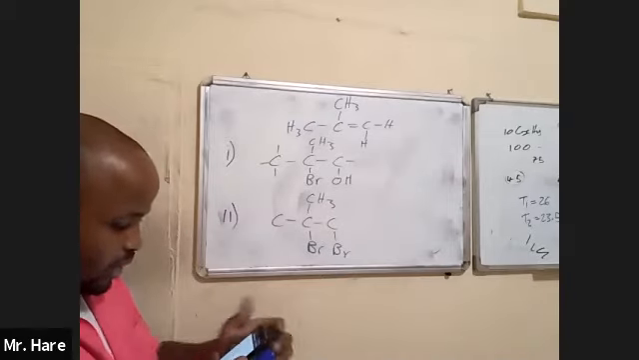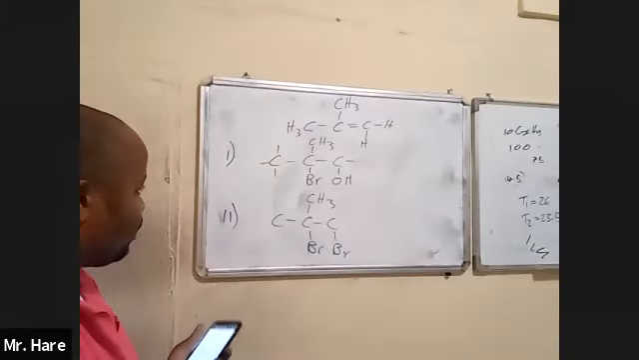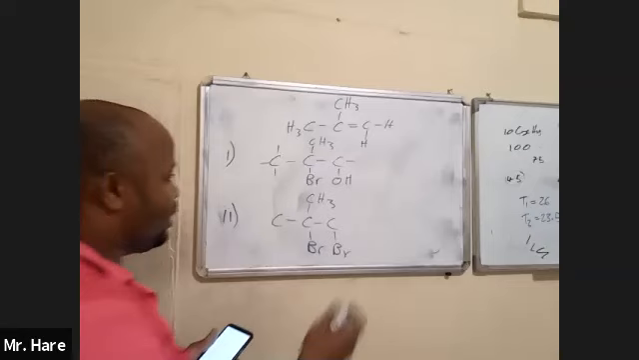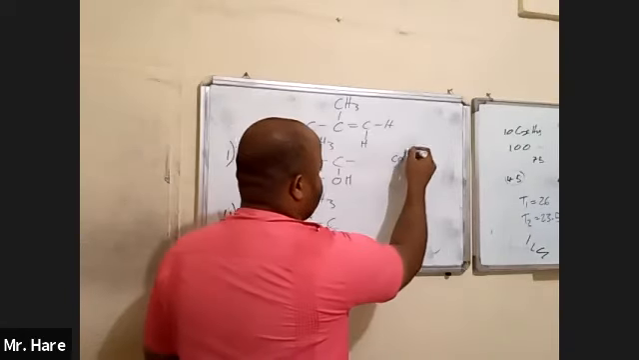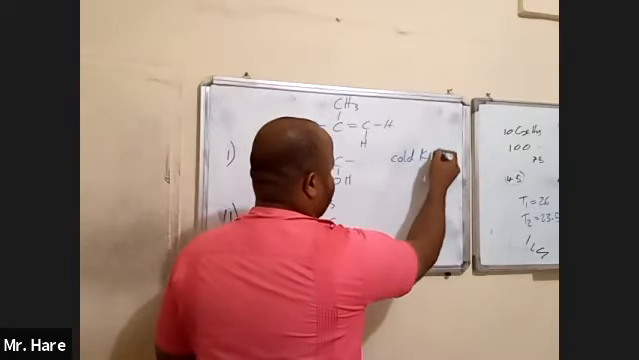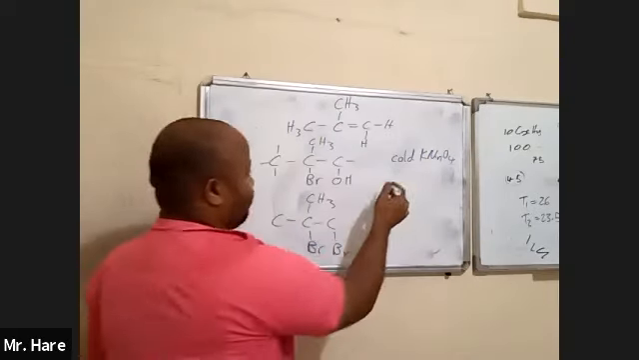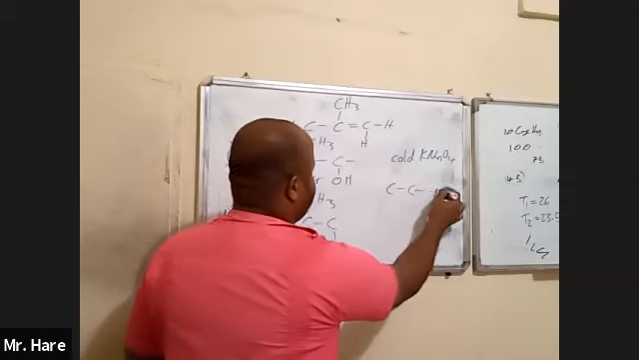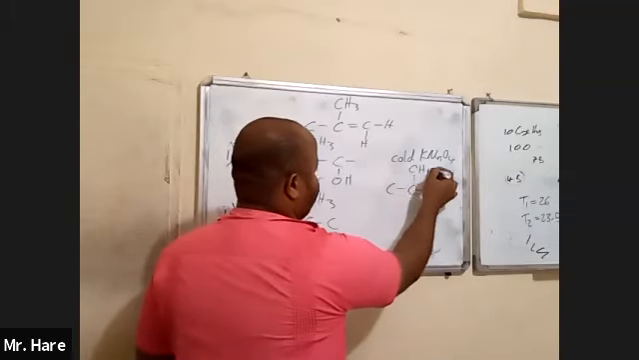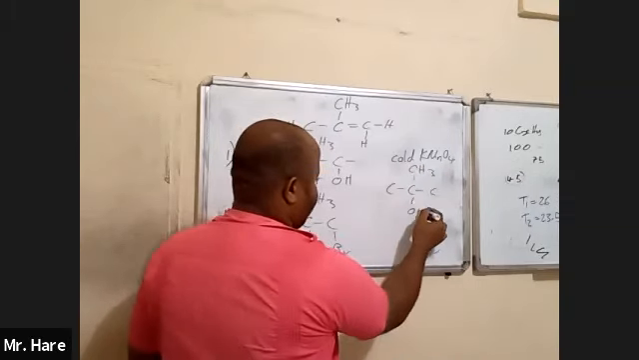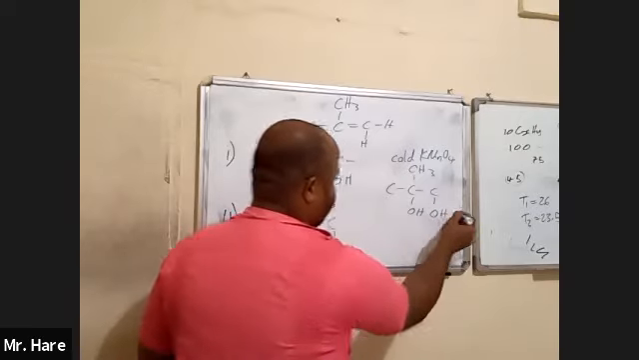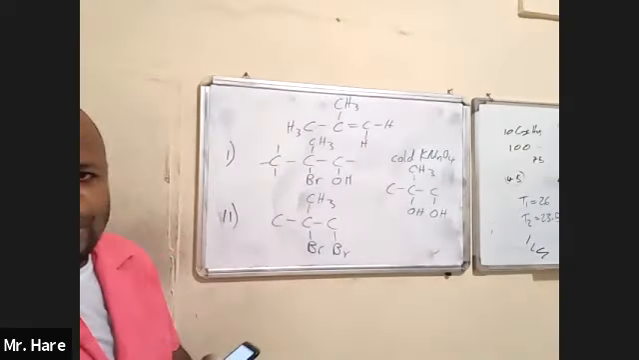The next one says cold potassium permanganate. You form a 1,2-diol. That is correct. So it will be CH3, OH, OH. You just add two OH groups.